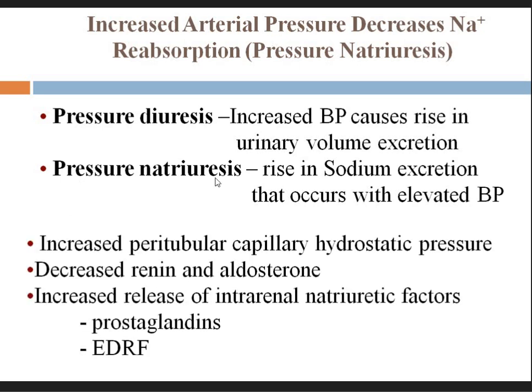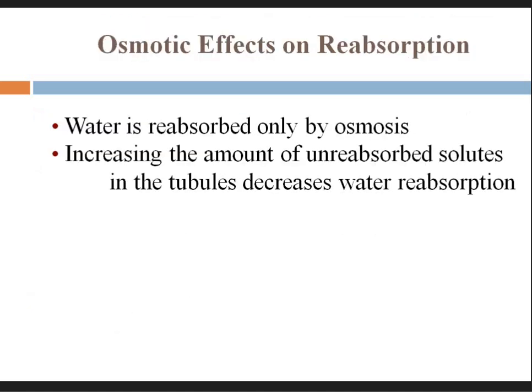How is it happening? There will be increased peritubular capillary hydrostatic pressure. There will be decreased renin and aldosterone. Increased release of intrarenal natriuretic factors will also be there. So all these mechanisms together will cause increased excretion of sodium and water. There will be more and more secreted, and less will be reabsorbed.